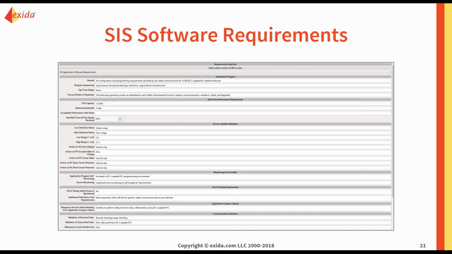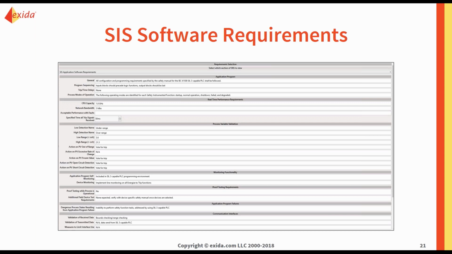So moving on to software requirements, again, this is very similar. It is a template that's going to outline for you each requirement for the software that the standard wants you to include in the document. So we have just a general description for application program, program sequencing, trip and time delays, process modes of operation. Then you have your real-time performance requirements, your CPU capacity, network bandwidth, etc.